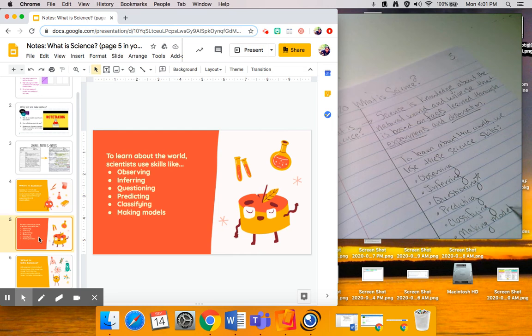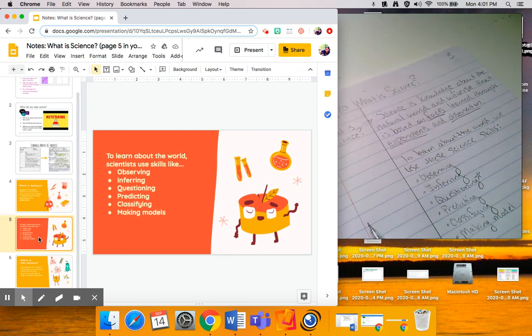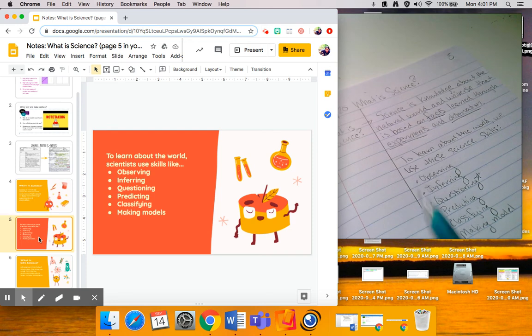Whether it's a model of an atom, a model of a cell, we do make models. The model of a roller coaster. All right, so to learn about the world, we use these science skills. What question could go with this information?